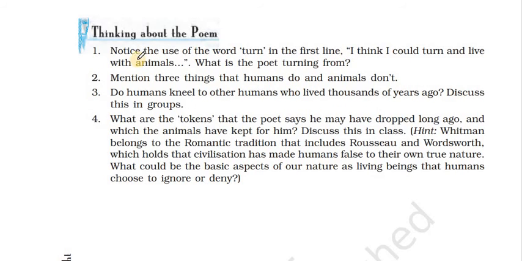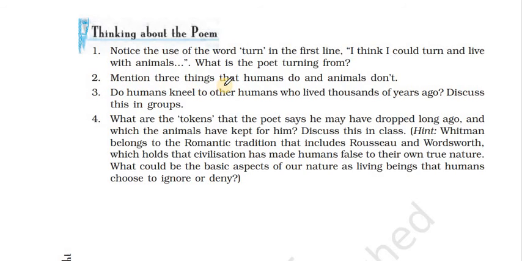Thinking about the poem, notice the use of the word turn in the first line. I think I could turn and live with animals. What is the poet turning from? So he's turning from the humans, because he is not able to relate to them at all. He finds them very selfish, very not satisfied.